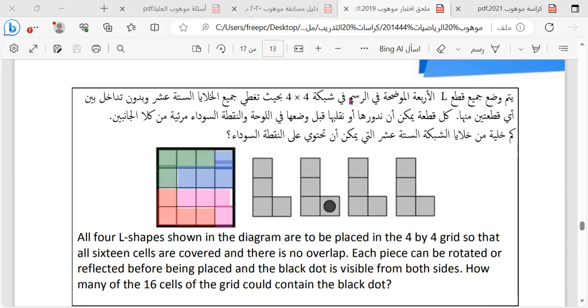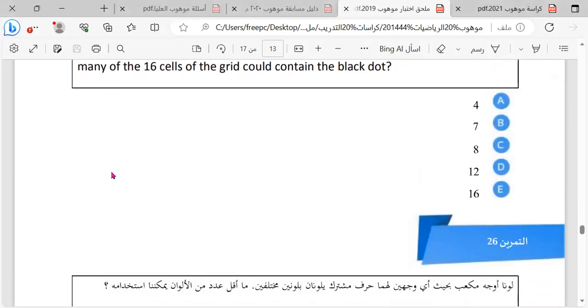The black one, look, the black one will be here, here, here, here. If you also change the position, you will be getting any square. How many squares inside? It's 16. So the position will be 16 here. So the answer is 16, because the black one can be in any square.